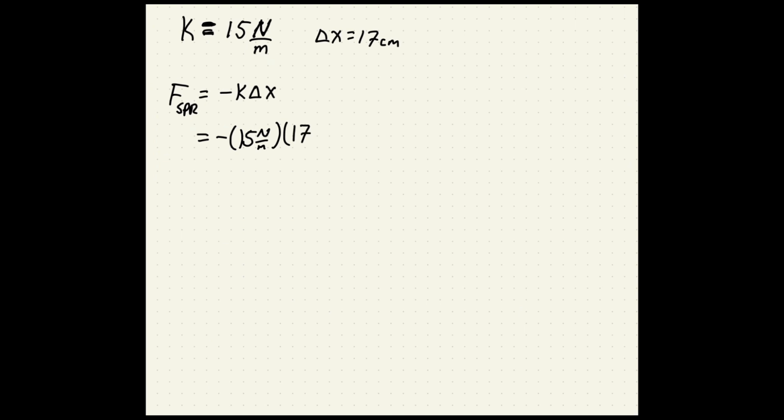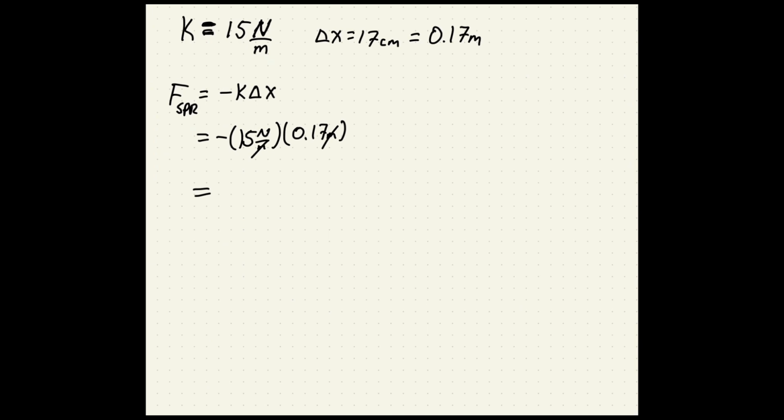However, the units of k are newtons per meter, not newtons per centimeter. So we can't just use 17. We have to be careful about our units. We have to convert this to meters. So that would be 0.17 meters. And we can use 0.17 meters because it now cancels out the meters in the bottom of our k constant.